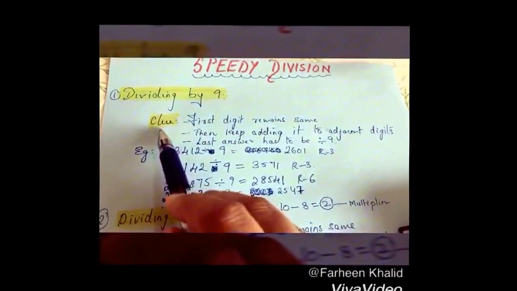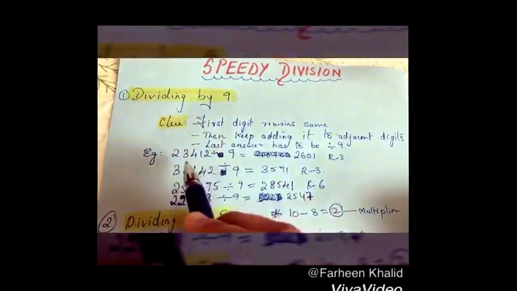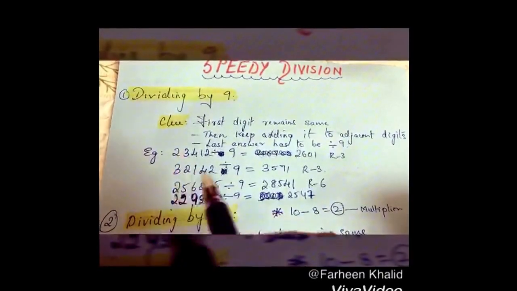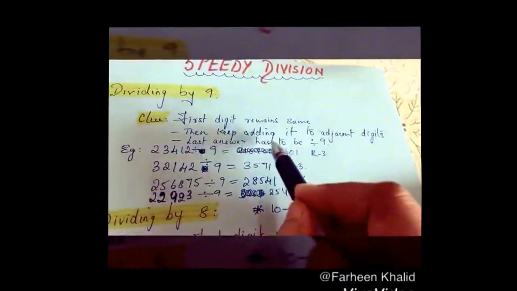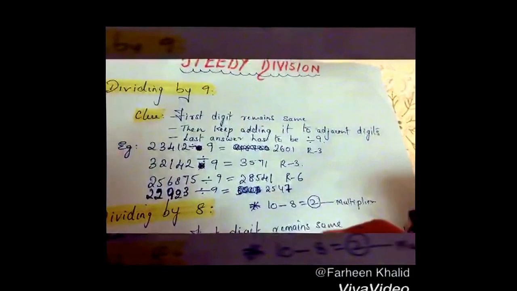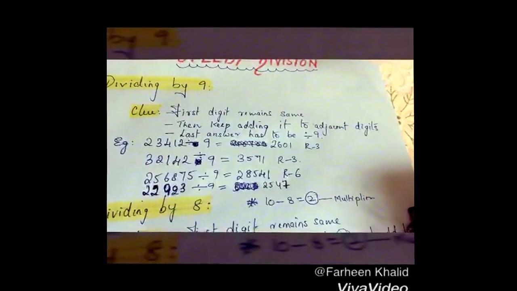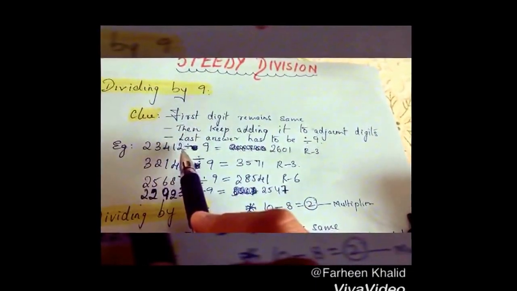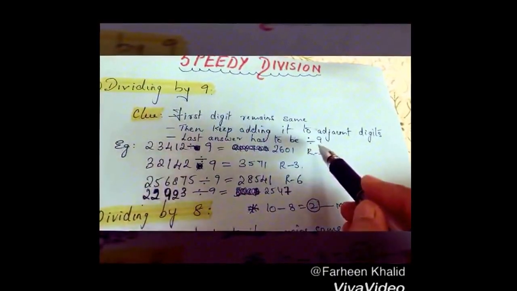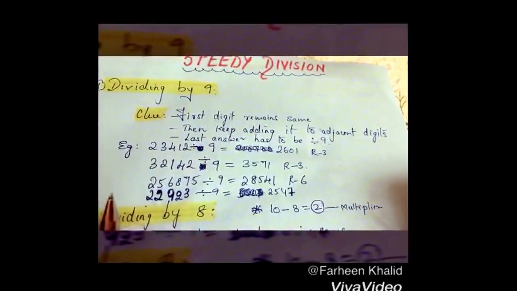Like I've written here, the clue says that the first digit remains the same. So when you have a question divided by 9, the first step to find the answer is to put the first digit as it is. Then we keep adding it to the adjacent digits. We add, we get an answer, we add that answer to the next adjacent digit, and so on, till we get to the last digit. That's when we do not write it there, but we divide that final answer by 9. This might sound complicated, but it's absolutely not. You will see when I do the example.